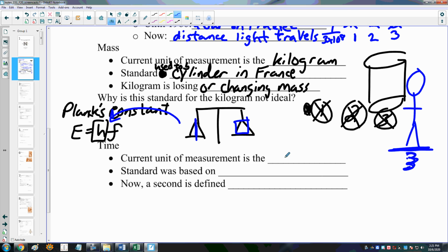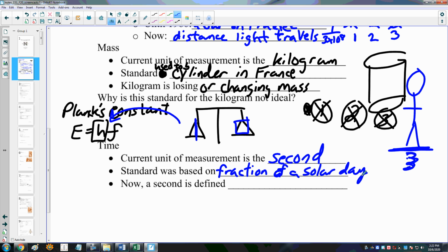The current unit of measurement for time is the second. The standard used to be based on the fraction of a solar day many years ago. And of course, that's not accurate. It is not unchanging, that a solar day can change with time. And then also, it's accessible to everyone, but it's just not a very useful standard.